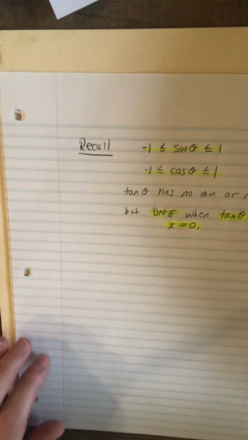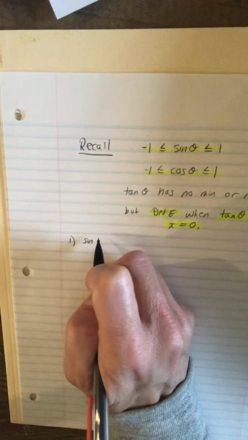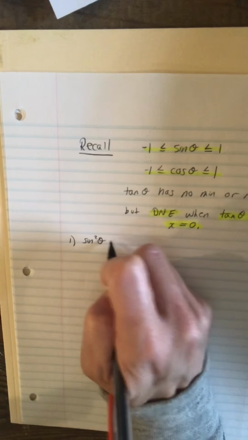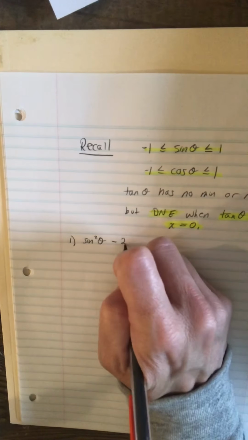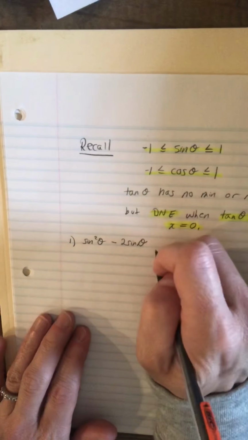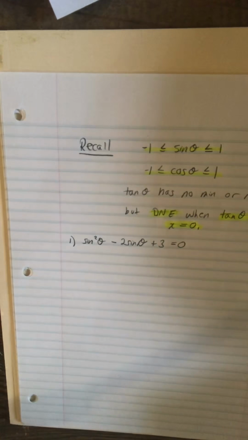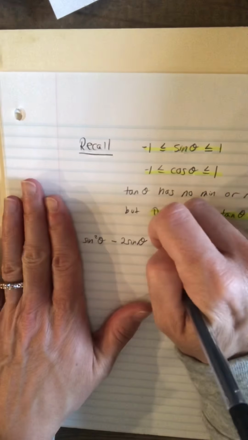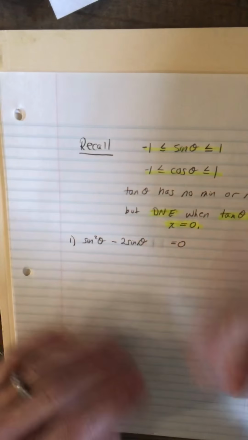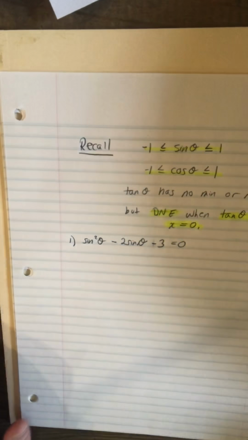The first thing was somewhat of a review from yesterday. I'm going to give you sine squared theta minus 2 sine theta plus 3 equals 0. Actually, I'm sorry, it should be minus 3 equals 0. So let's factor this, guys. That should have been minus 3 equals 0.